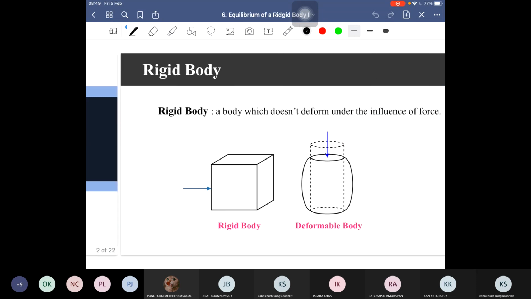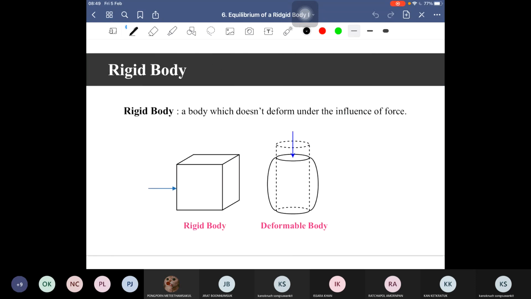So today we learn about equilibrium of rigid body. Yesterday we learned how to calculate a moment, right? A couple moment. And last time we studied the force that acts on a rigid body. So what is a rigid body? It is defined as a body which doesn't deform under the influence of forces.